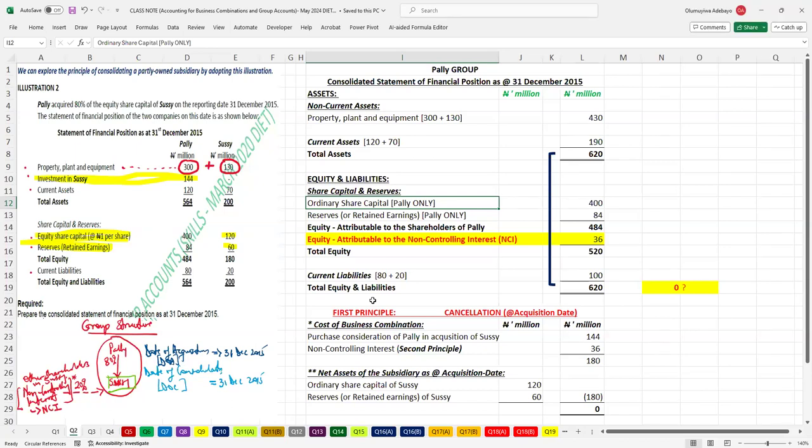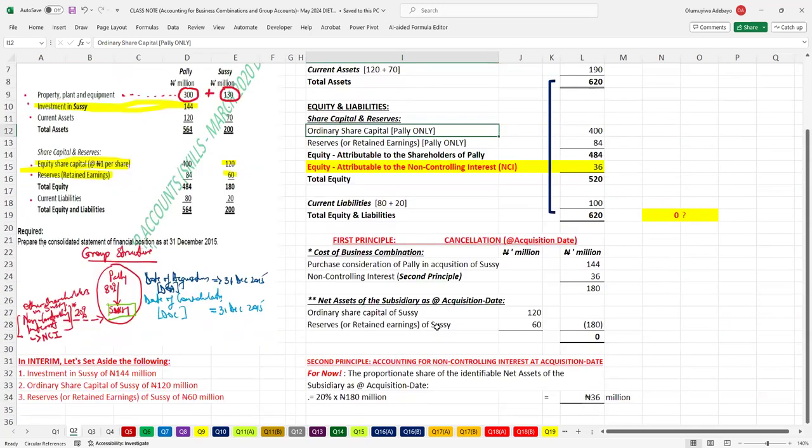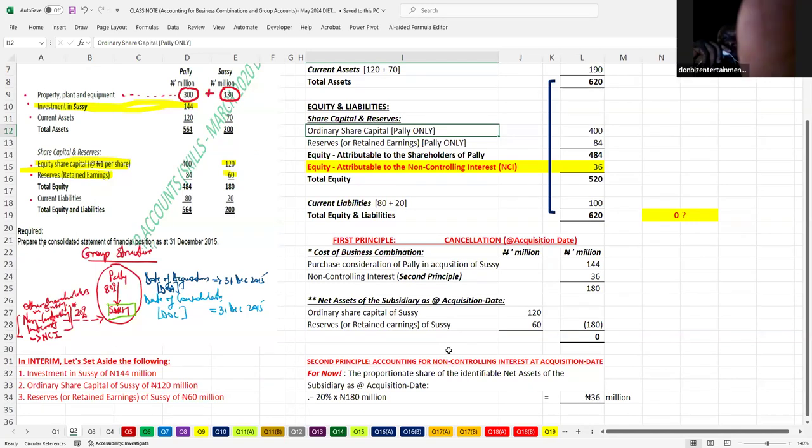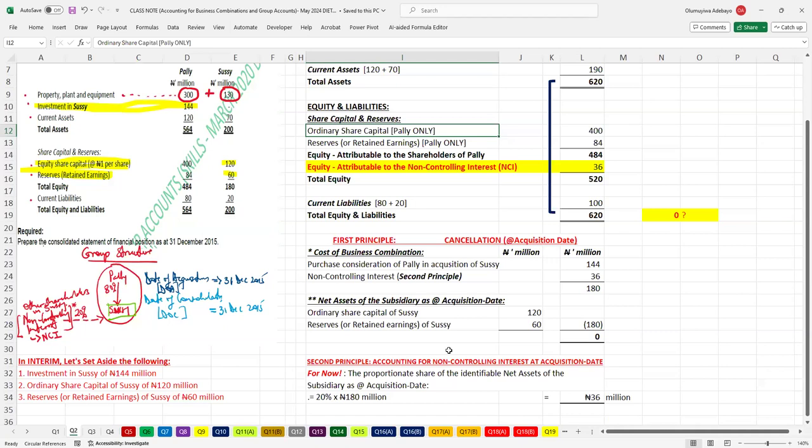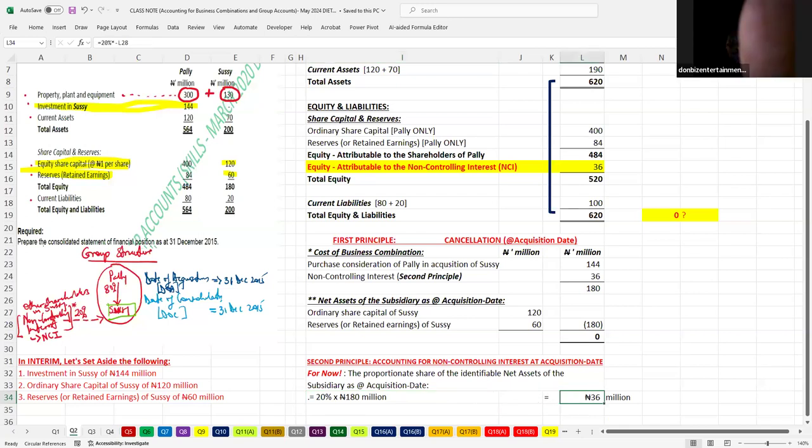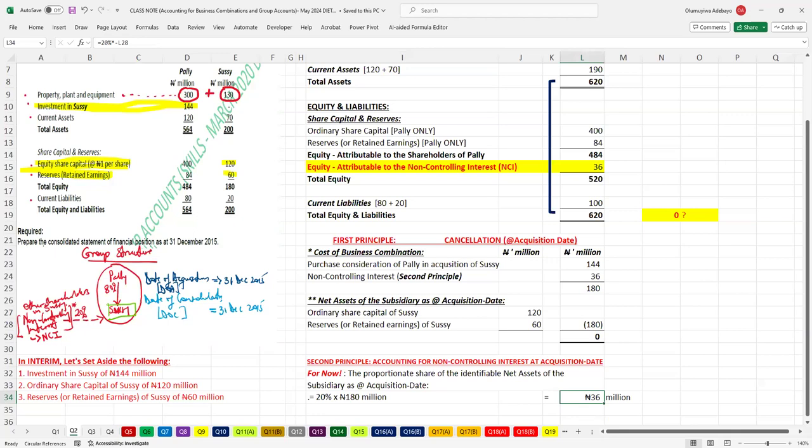Thank you. Now, somebody is asking, how do you get 36? I think it is clearly stated here. I said, if you have a 20% stake in a company, and somebody asks you what your worth in that company is, ask yourself what the entire worth of that company is. The entire worth of that company is 180 million, which is the net assets. And you have a 20% stake there. 20% of that 180 million is your 36. Very simple.